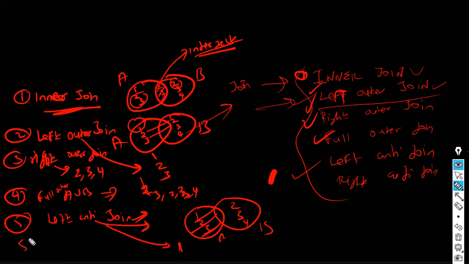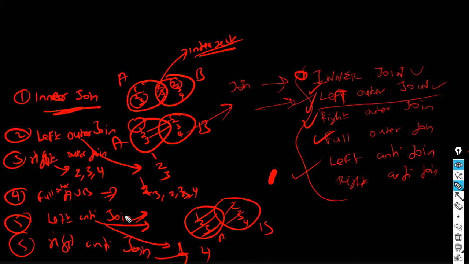That is the one. And what is the right anti-join? The opposite. Right anti-join. Exclude the common value. Ignore this. You are left with 4, right? That is the one. Everything is fine, but in a real-time scenario, when will you use what kind of join?